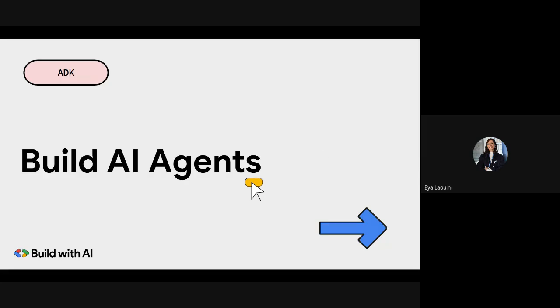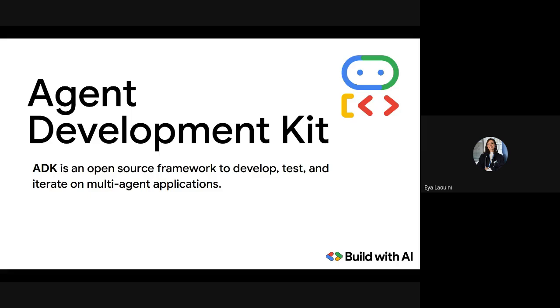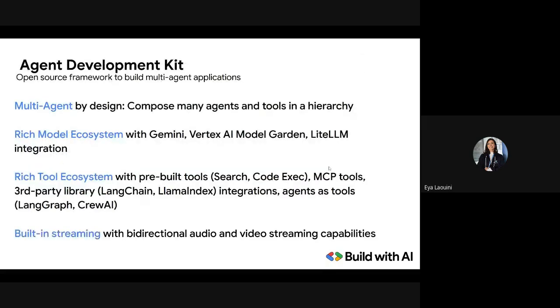So let's start together. Let's define the ADK. The Agent Development Kit is an open source framework specialized to develop, test, and iterate on multi-agent applications. Of course, using that framework from Google, we can build a single AI agent or multi-AI agents. And inshallah, we'll see both together. So the Agent Development Kit, or ADK, is multi-agent by design.